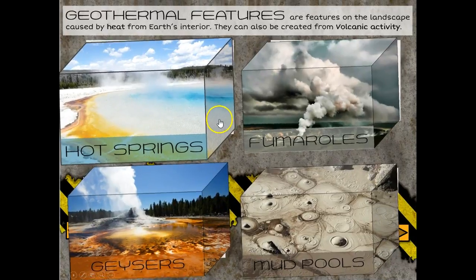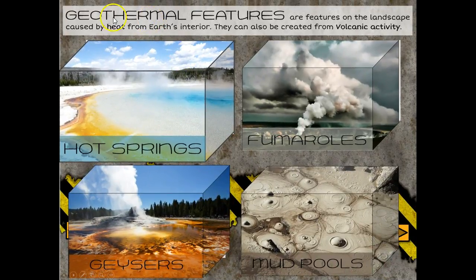For the very next slide here, there are some geothermal features. So geo means earth, and thermal just means heat. These are features on the landscape that are caused by heat from the Earth's interior. So you can see a lot of these. These are typically in areas where there's volcanic activity.